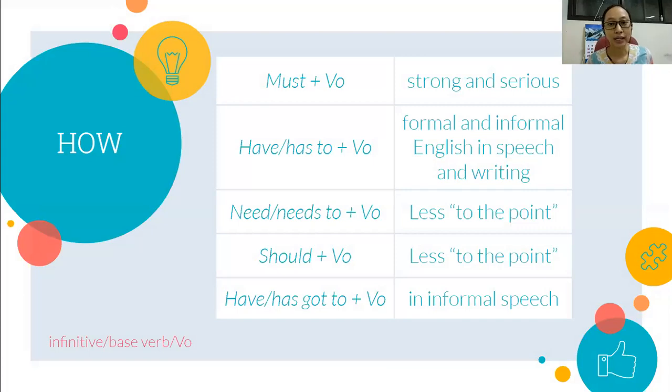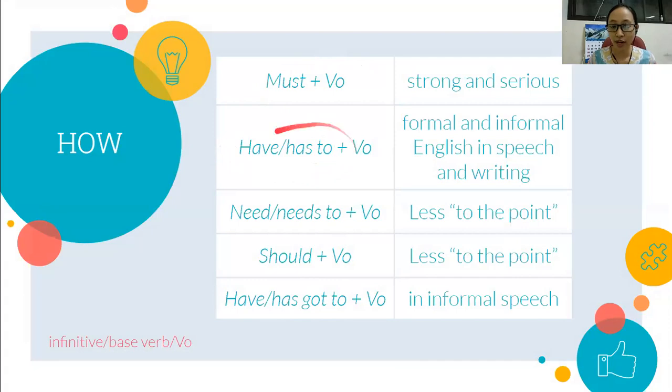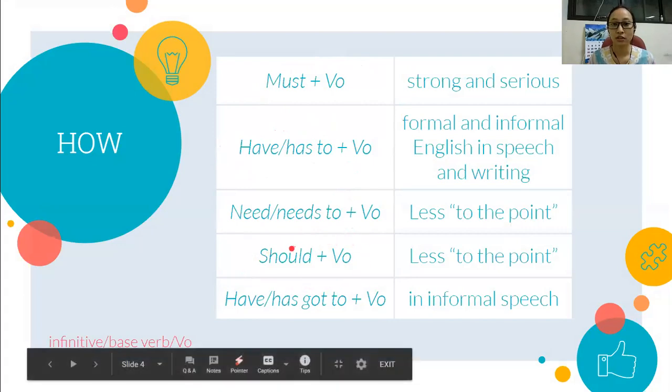There are some ways to express necessity, obligation, and prohibition. The first one is by using must. The second one is by using have or has to. The third one is by using need or needs. The fourth one is by using should. And the fifth one is by using have or has got to. Okay, but remember, all of them must be followed by verb zero.